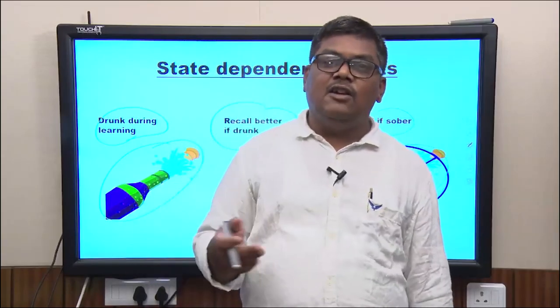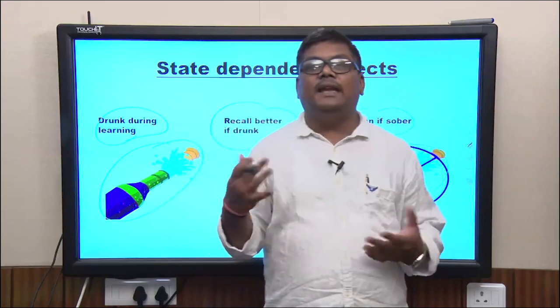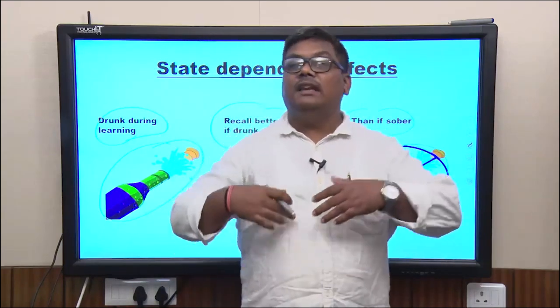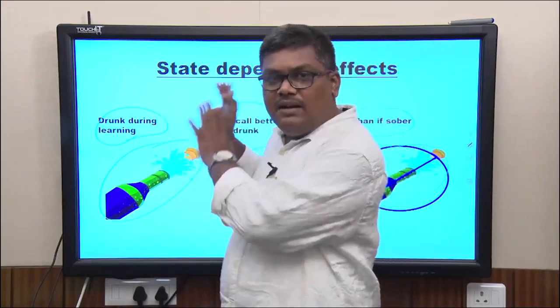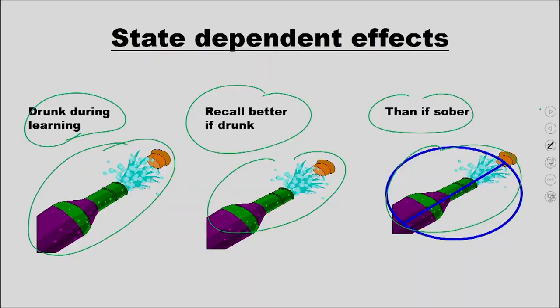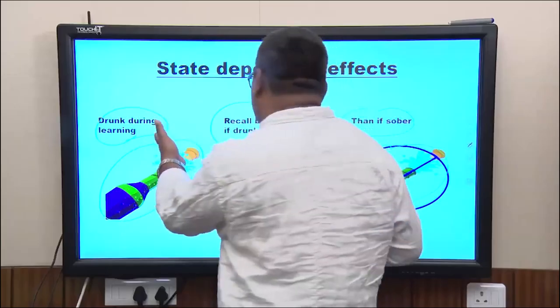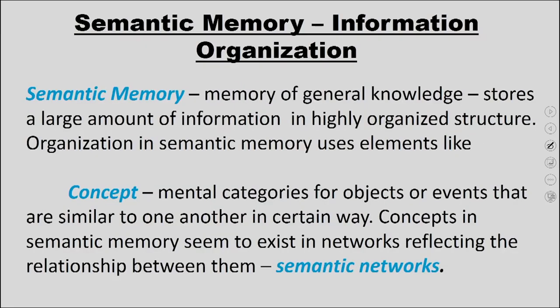You might have friends who talk a lot when they are drunk, and they don't even remember what they keep on telling. So basically, some information is remembered better because it was learned in that state. This kind of information was learned when you were drunk, and so certain physiological states are responsible for coding this kind of information.